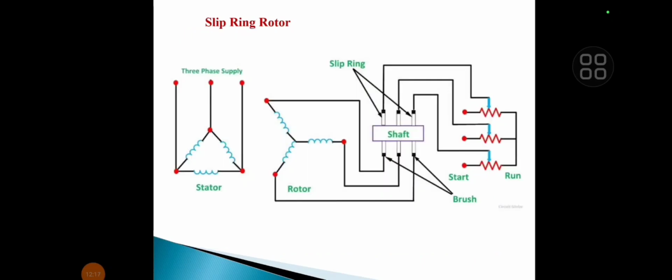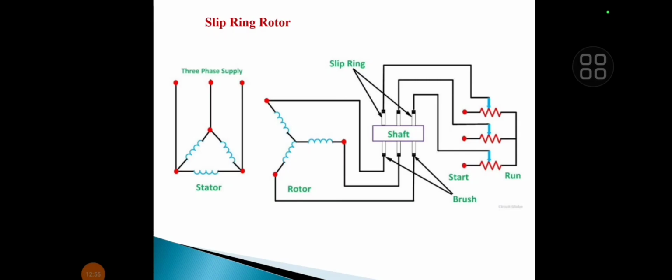So what is the advantage of this slip ring rotor? We can add external resistance in the rotor circuit, and by using this variable resistance we can control the torque of the induction motor. This is the equivalent circuit diagram of the slip ring rotor. Here the three phase delta connected stator winding is shown in the figure, and the star connected rotor winding is wound on the slots of the rotor.